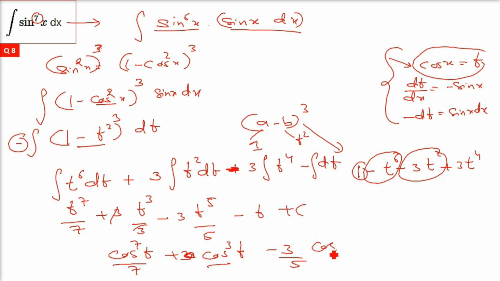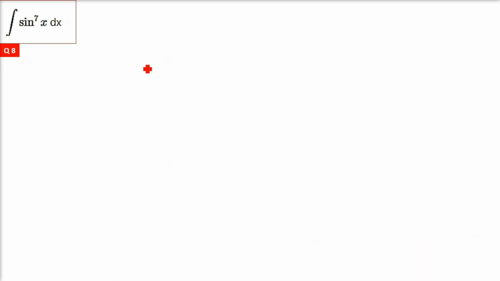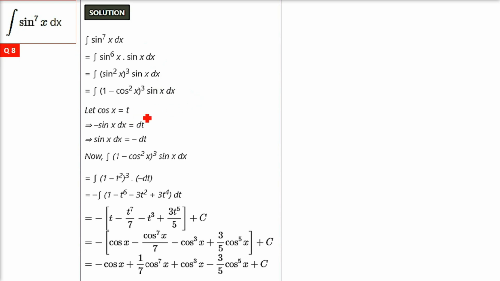It will be cos x to the power 5, or cos^5 x. And this will be minus cos x because it's just t, plus constant of integration. This whole is the final answer. So this is the way you are going to go about it, in the way which is being prescribed by this reference given to you.